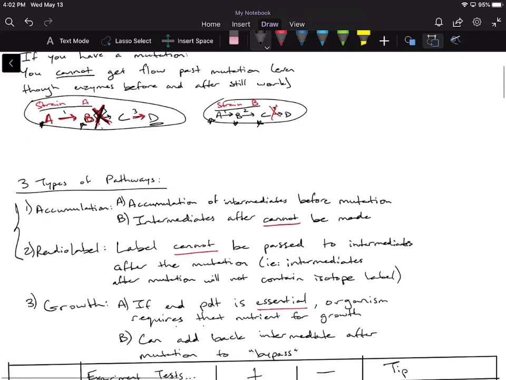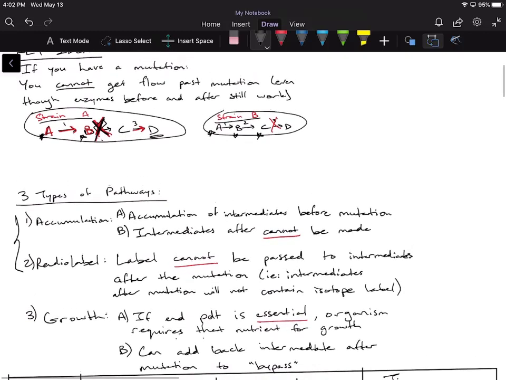Then we also have growth pathways. Growth pathway uses a slightly different logic, and it says if the end product is essential, okay? This is a key word, essential. The organism requires that nutrient for growth. And then it says you can add back an intermediate after the mutation to bypass. So let's see what we mean over here.